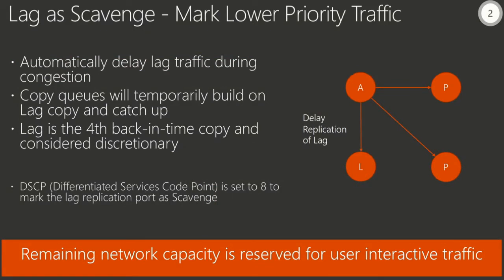Lag is scavenge. So we specify lag as lower priority traffic, and what that means is that it automatically gets delayed during congestion scenarios. What you'll see happening is the copy queues will start to build up, and they'll catch up due to the nature of replication after the network becomes healthy again. Now, as we know, lag is the fourth back-in-time copy, so we considered it discretionary so that we can give priority to your user interactive traffic. Implementation-wise, we had to create a specific port just for lag replication and then mark it with DSCP 8.